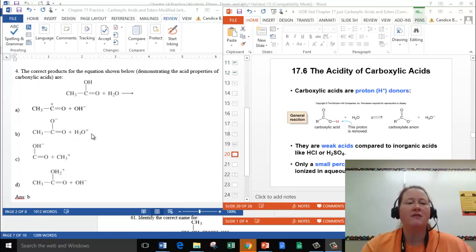When you are demonstrating the acid properties of a carboxylic acid, you will see the hydrogen ion, that proton, being donated to water to get hydronium and a carboxylate ion.